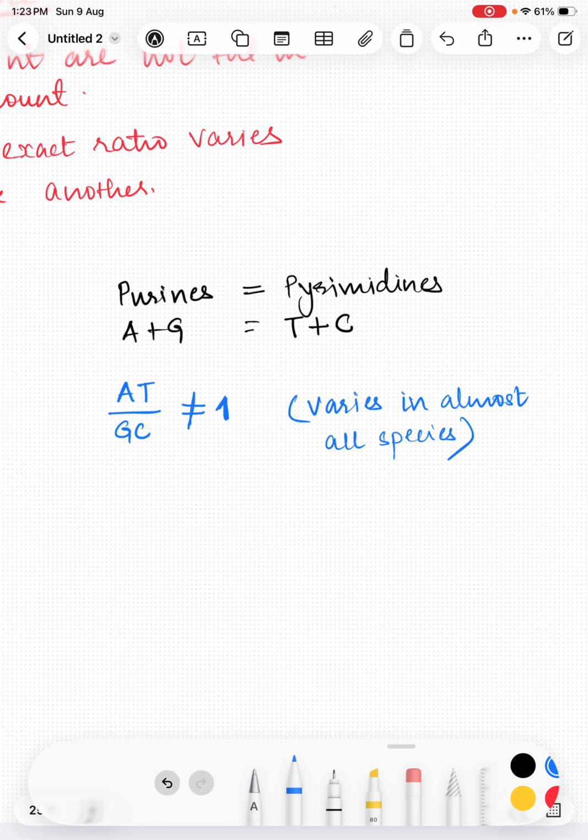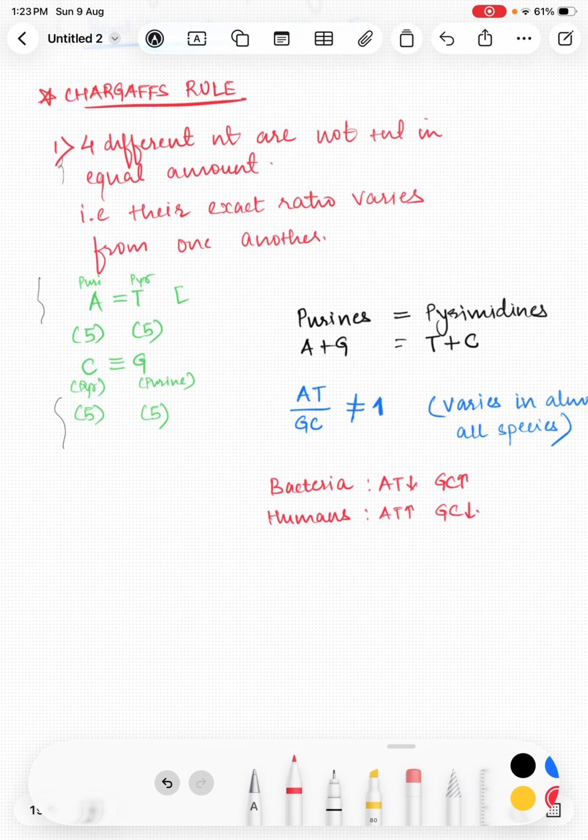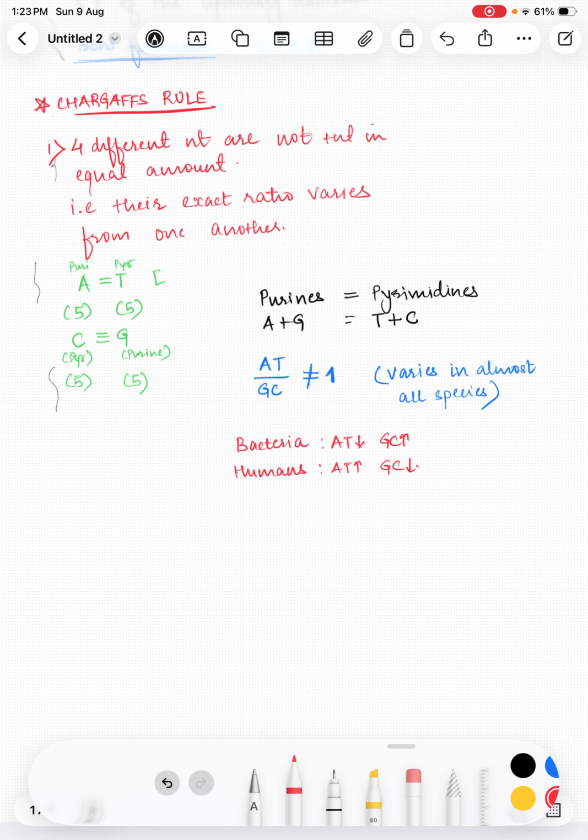So you can write in case of bacteria, AT content is less and GC content is higher. And in case of humans, AT content is higher as there is repetitive sequence and GC content is lesser. So this is all about composition of DNA.